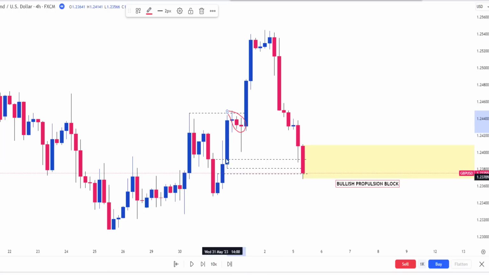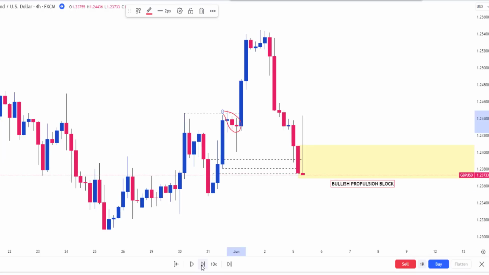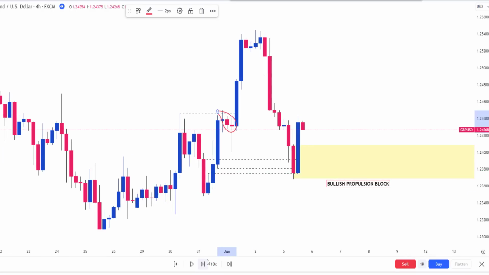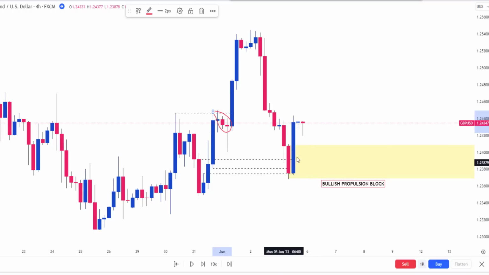So this entire movement, I consider it as one movement, and as price is coming back, you can actually see that it traded into the order block. Okay, it traded into the order block and then it moved away from there. So this is now acting like my propulsion block. Let me show you. This is your propulsion block right here.